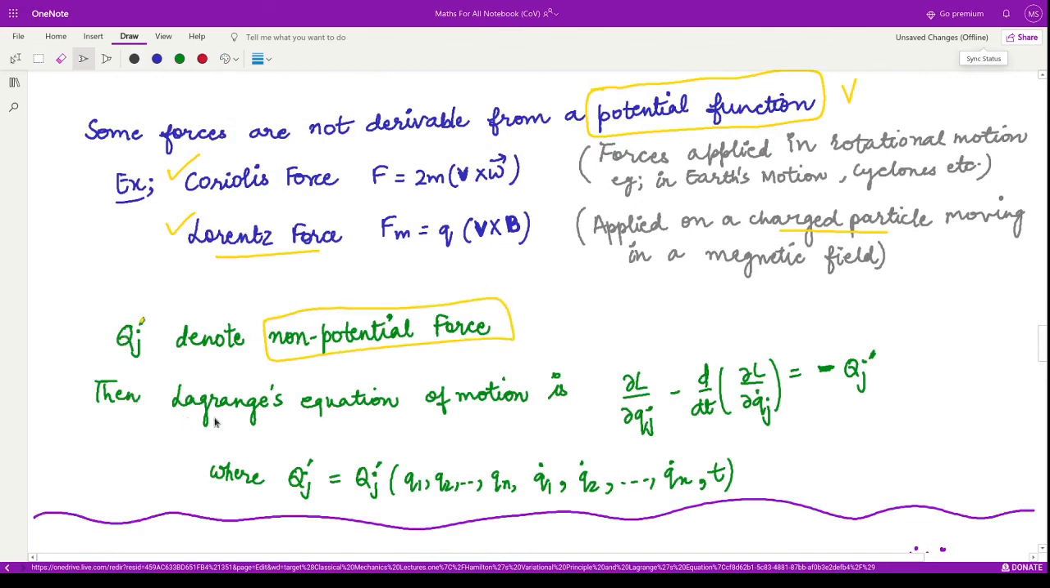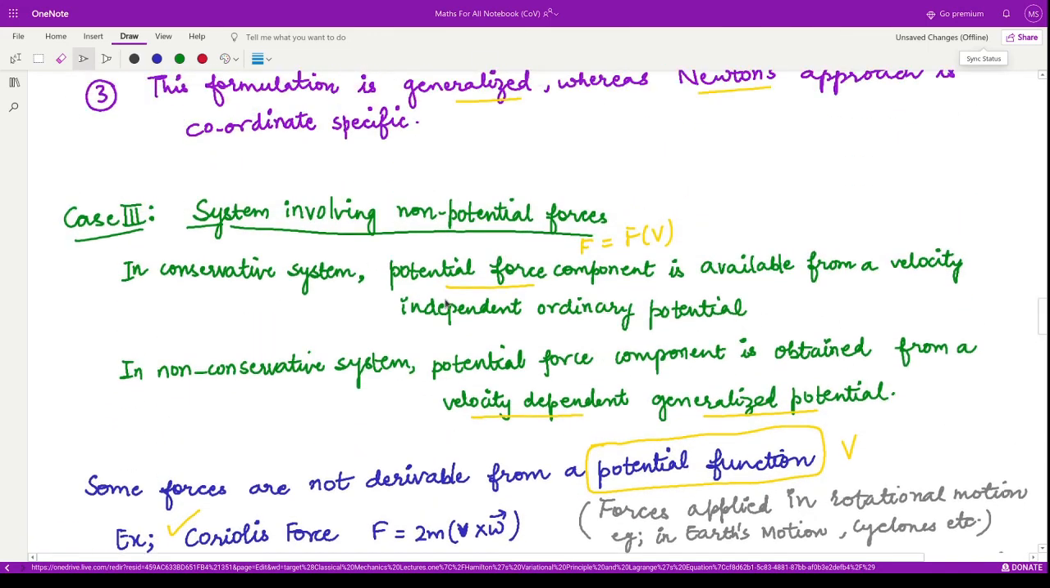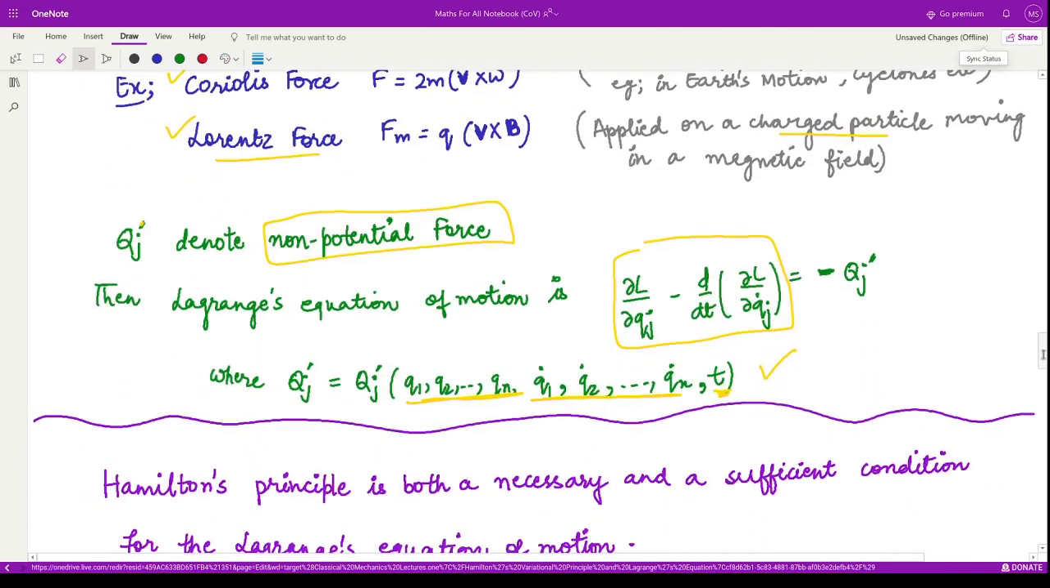So the Lagrange equation of motion simply becomes this thing equal to minus Qj dash, where Qj dash is a function of generalized coordinates, generalized velocities and the variable time. So this is a more general sense when the force is not depending upon potential. These forces are known as non-potential forces, and such systems are systems with non-potential forces.